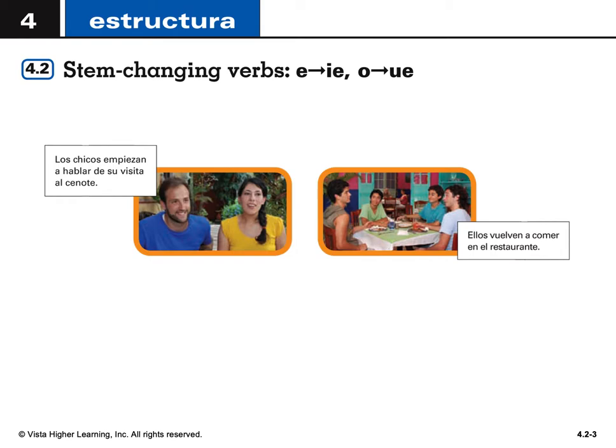Los chicos empiezan a hablar de su visita al cenote. Ellos vuelven a comer en el restaurante. So just a little look-see at how these work in context. The boys begin to speak about their trip to the cenote. They return to eat at the restaurant, or it's kind of another way of saying they eat at the restaurant again.